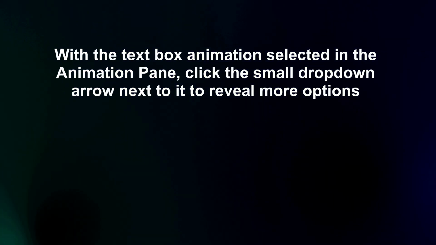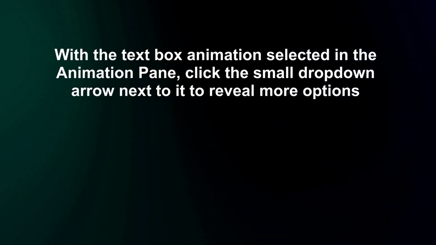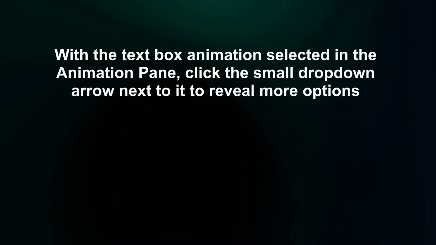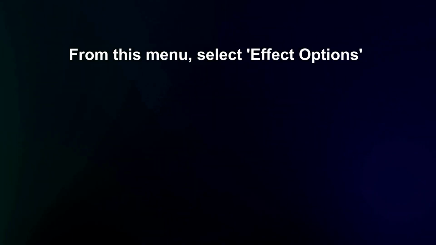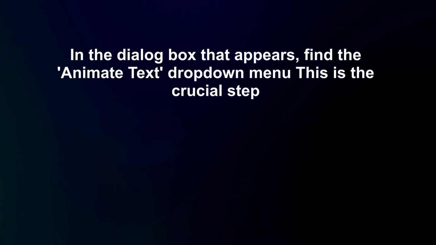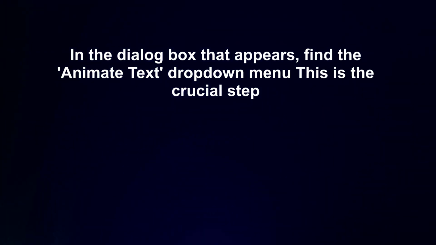to our text box. With the text box animation selected in the Animation pane, click the small drop-down arrow next to it to reveal more options. From this menu, select Effect Options. In the dialog box that appears, find the Animate text drop-down menu.